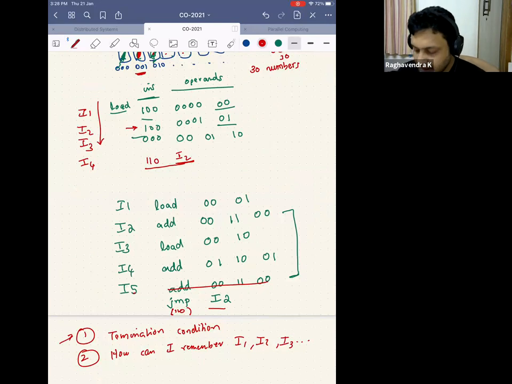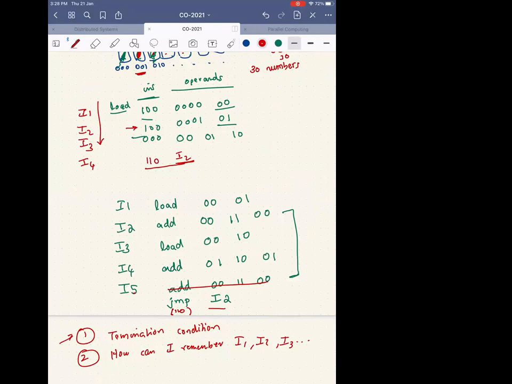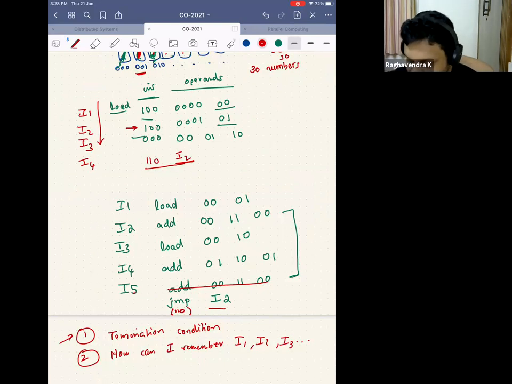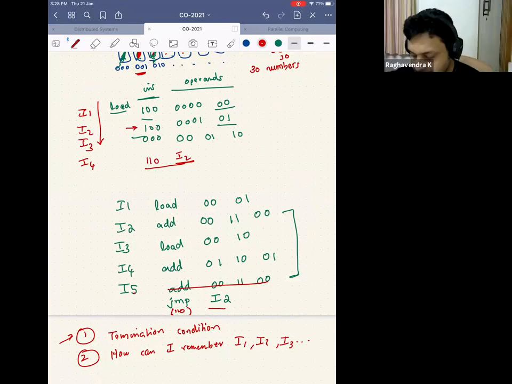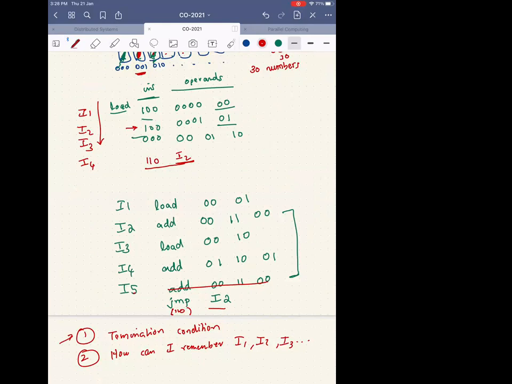Let's say I want to solve this problem. So how do you solve this problem? We know that we want to go through 30 numbers. How do I solve this problem? Some comparison operation we can introduce. Okay, excellent. Go ahead. Maybe we can keep another box which says whether we should jump or not.